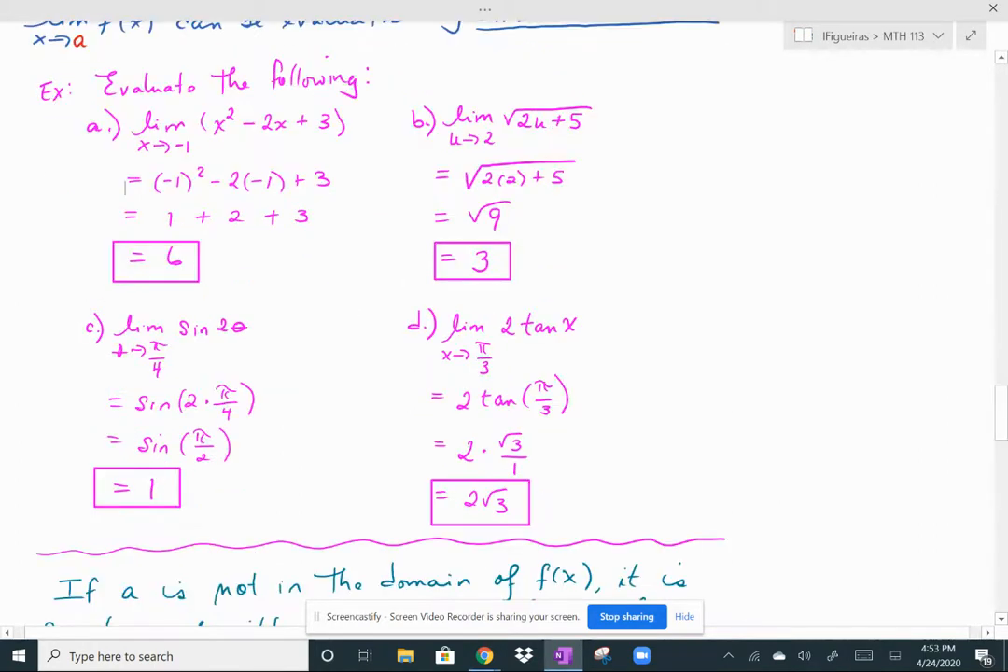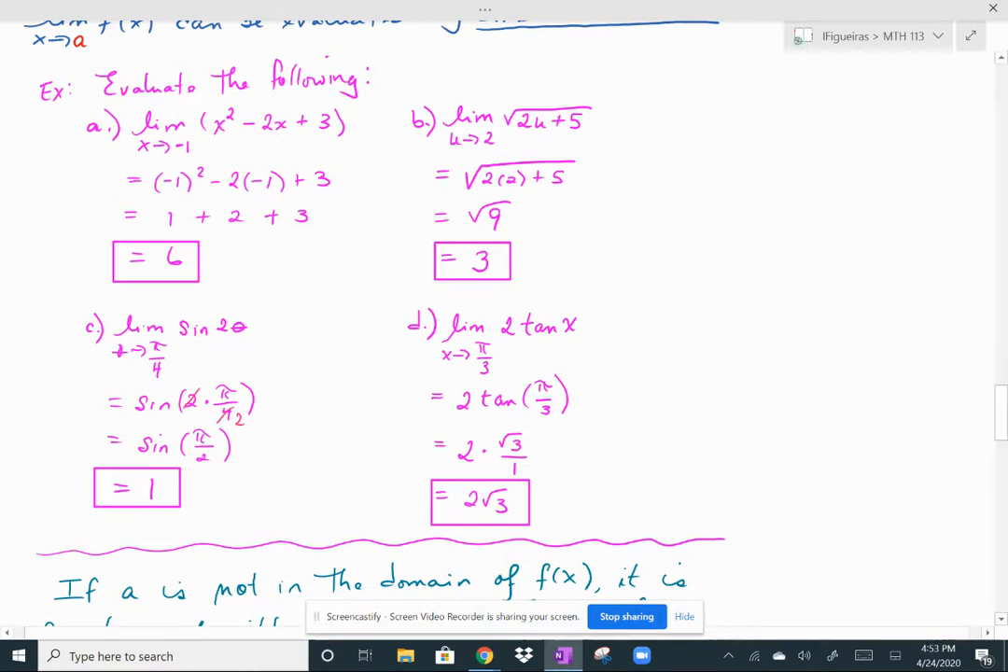Okay, so now let's look at part C that's here. We want to evaluate the limit as theta approaches pi over 4 of sine of 2 theta. So sine and cosine have a domain of all real numbers, so theta could be any number. So when I plug in theta, you have the sine of 2 times pi over 4. The 2 and the 4 cancel to just 2 in the denominator. So you're evaluating the sine of pi over 2. That's an angle you should know. It's a quadrantal angle, and the sine of pi over 2 has a value of 1. Therefore, the limit has a value of 1.